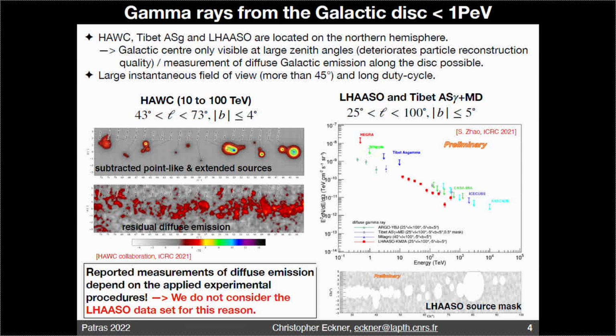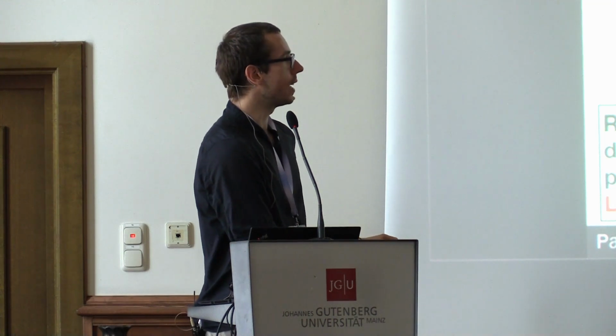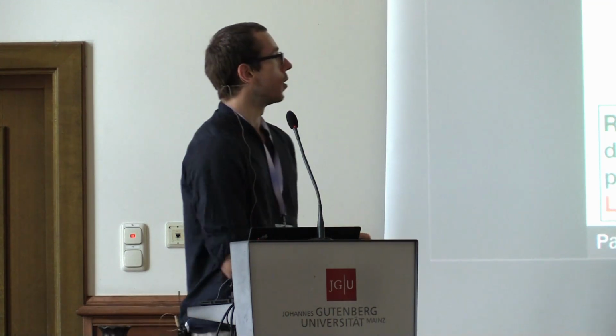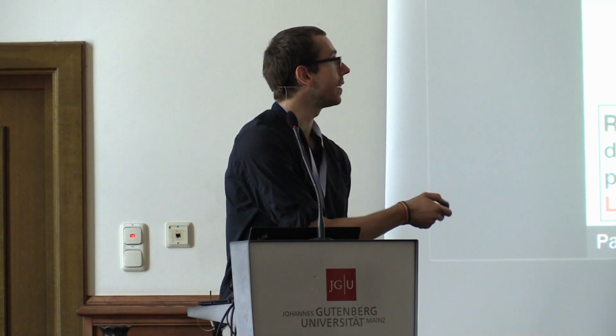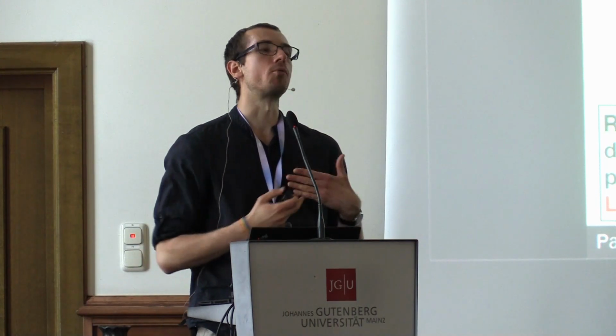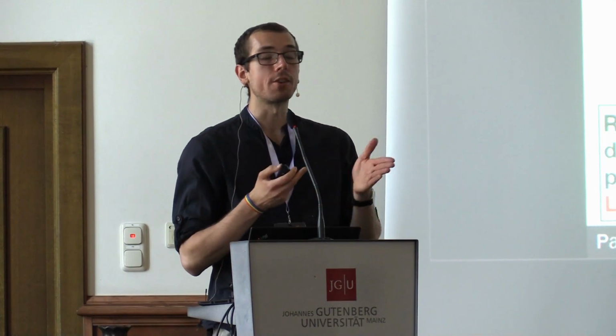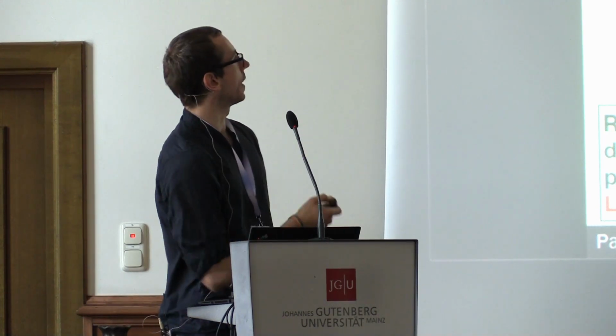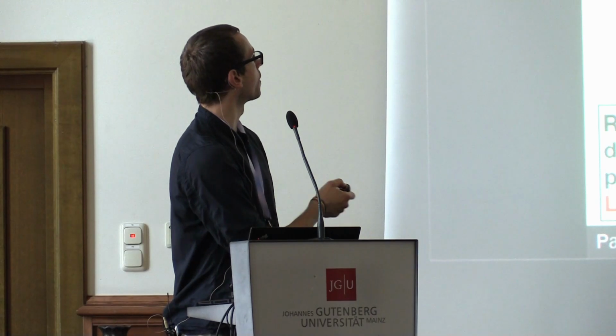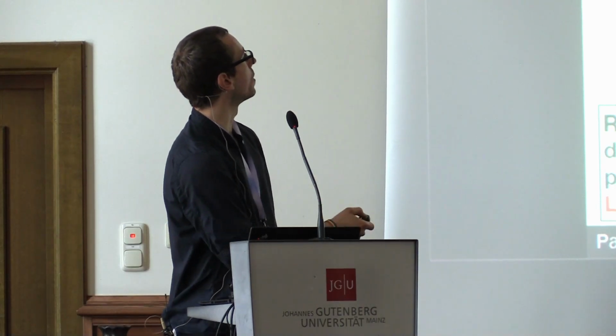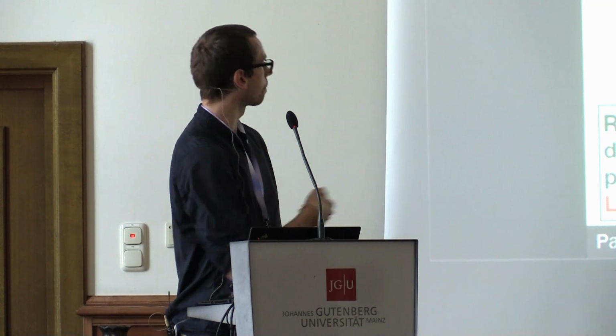For LHAASO, they looked at a particular region in the sky from 25 degrees in longitude to 100 degrees in longitude, the same region that Tibet ASγ has also analyzed. But for LHAASO, they masked the known TeV bright sources and only kept the rest to get those data points, while for Tibet, they simply subtracted the events measured in the direction of the known sources. And this is exactly the same procedure that HAWC applied to derive their measurement that you see here as a residual diffuse emission along the galactic plane.